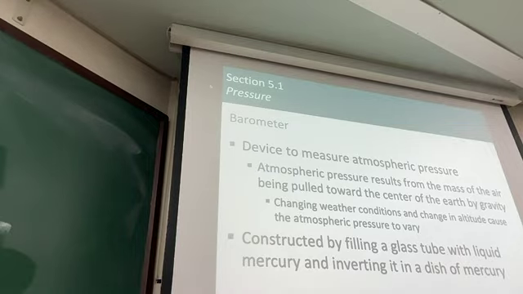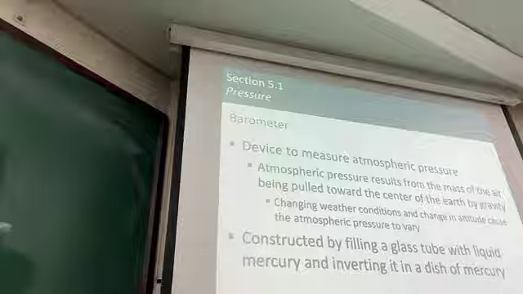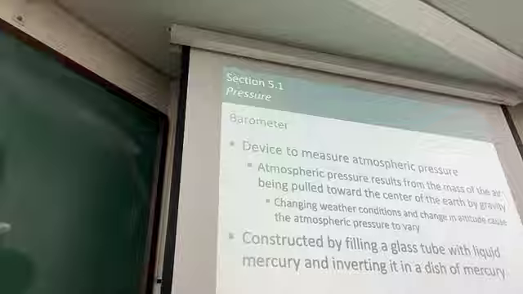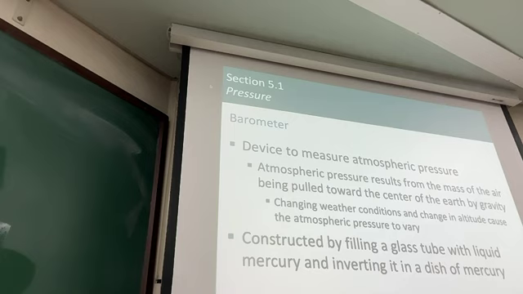So how can we measure that kind of pressure? If we have atmospheric pressure, that actually results from the air being pulled to the center of Earth. So this is the Earth here, and then we always have this block of air until the end of the atmosphere. This would be the atmosphere.